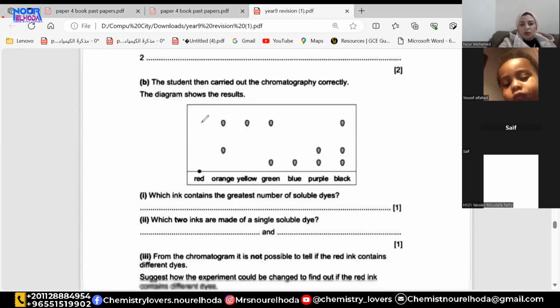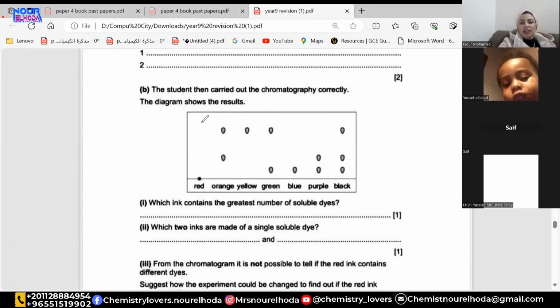Okay. Which ink has the greatest number of soluble dyes? I'm going to choose this one, the black one. Why? Because it has a lot of spots. It has 3 spots. So which 2 inks are made of a single dye?